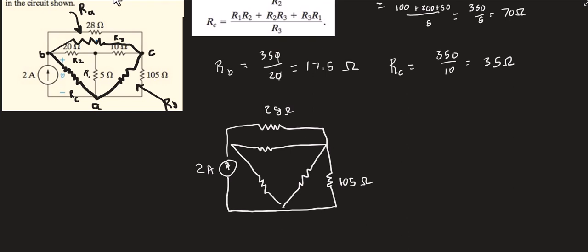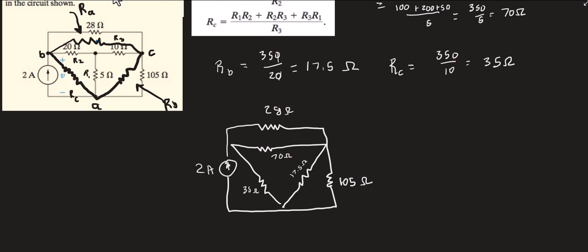Okay, so let's see, RA was the one on top, and RA we said was 70 ohms. RB is the one on the right, which we said was 17.5 ohms. And RC was the one on the left, which we said was 35 ohms. Now let me just check my notes and see if that matches. And that does appear to match.